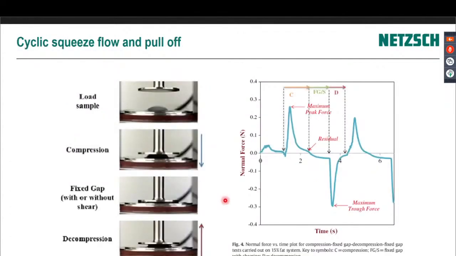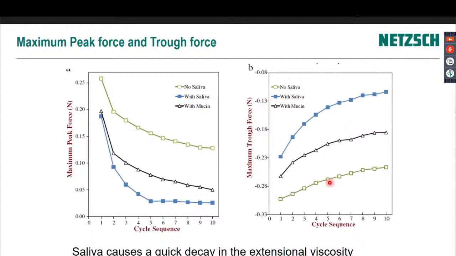So if you just take the peak, the amplitude here, this would be 0.25 or something like that on the first one. And you can see here that it's quite stiff, but with repeated cycles, it gets thinner and thinner and thinner. Now, if you add mucin, this is good for simulations of people with dysphagia and other things like that. Maybe they aren't producing the right saliva.